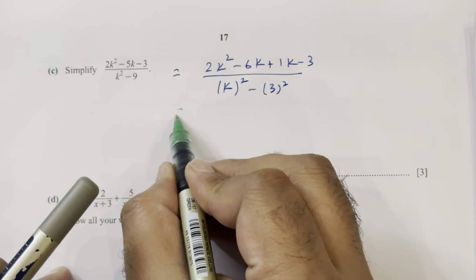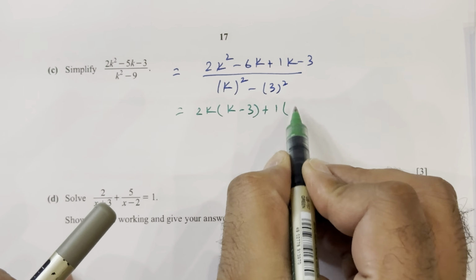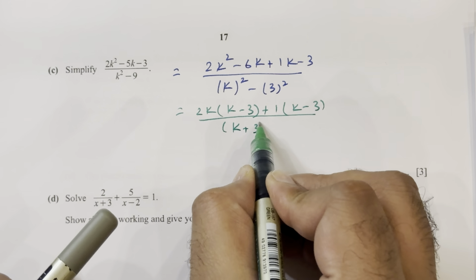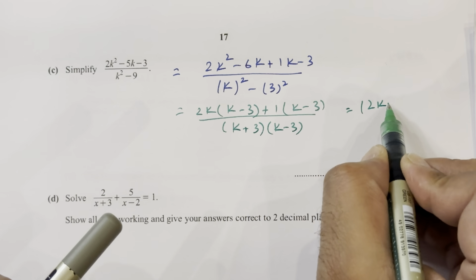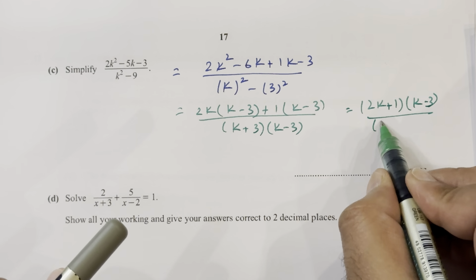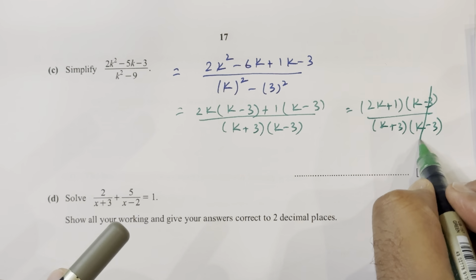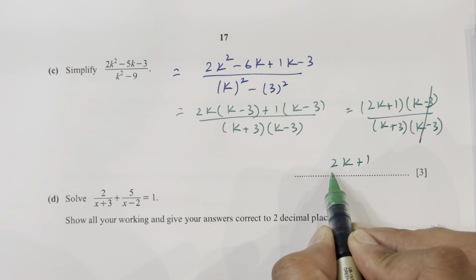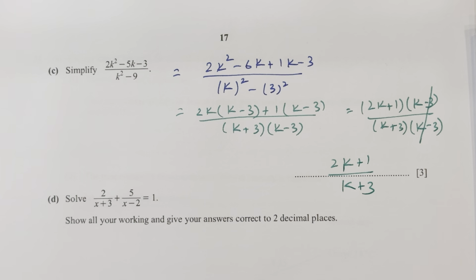Take 2k common, it would be k minus 3, then plus 1 common, it would be k minus 3, then over here it would be k plus 3 and k minus 3. Get the value 2k plus 1 and k minus 3 over k plus 3 and k minus 3. Cancel it, and by that you get the final answer 2k plus 1 over k plus 3.